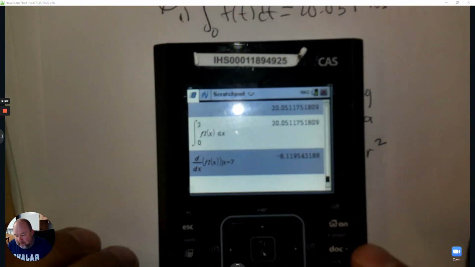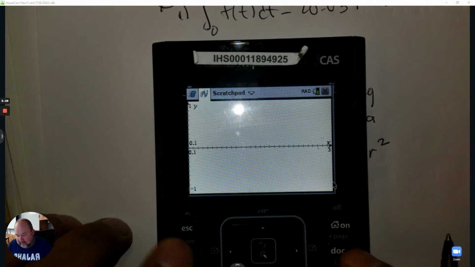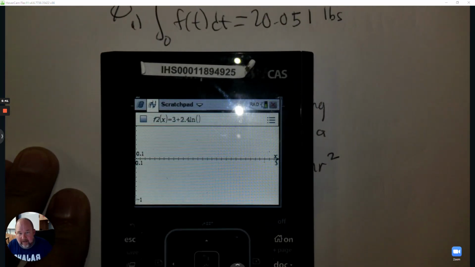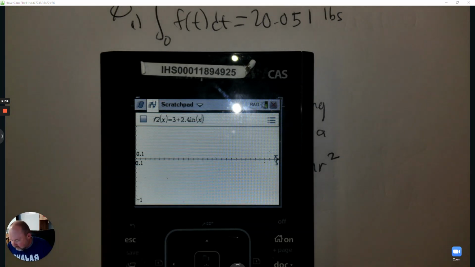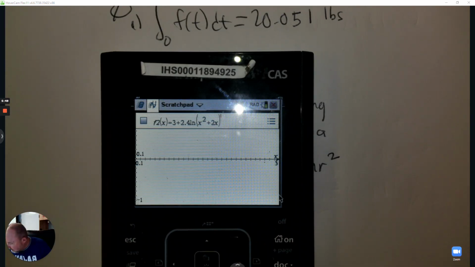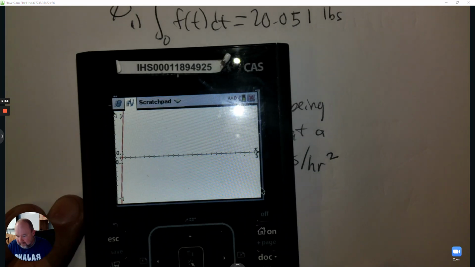So I'm going to go here again, like I'm graphing it. I'm going to press tab. Now F2 is going to be the second equation. So that's 3 plus 2.4 ln of x squared plus 2x. And that's it. Press enter, double check, right? Make sure you typed it in right.